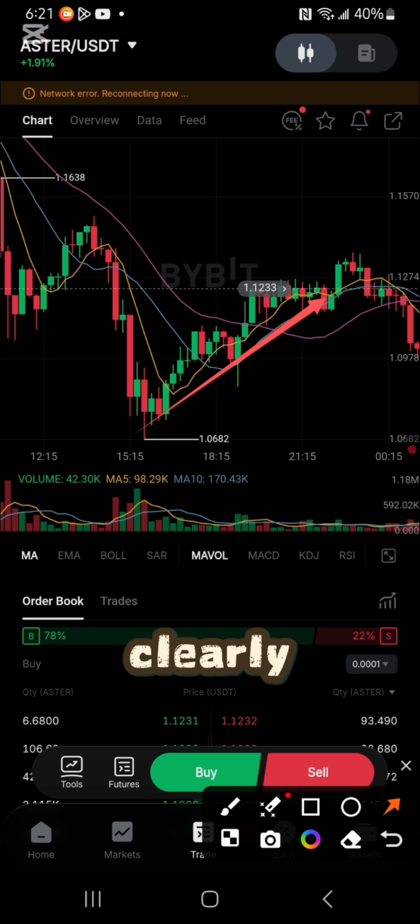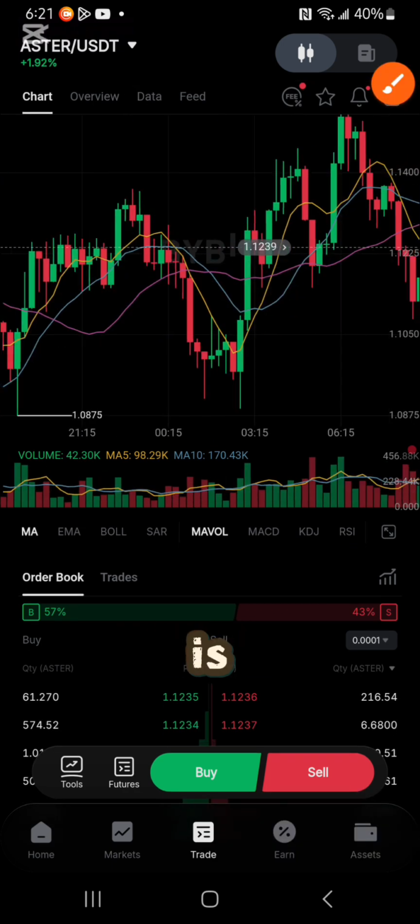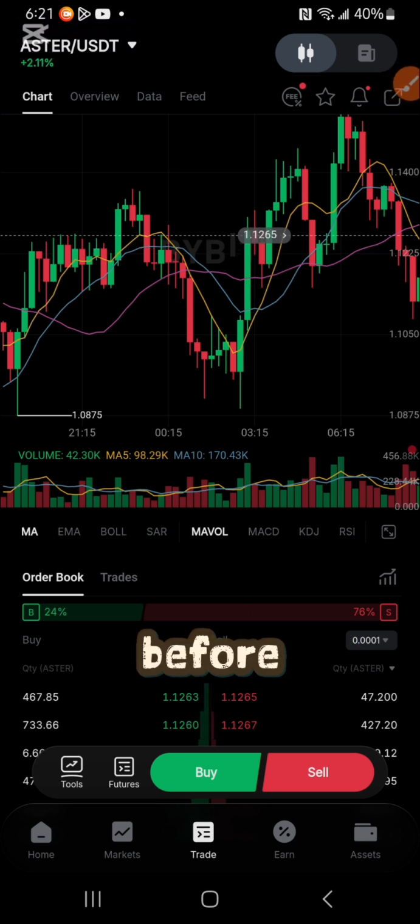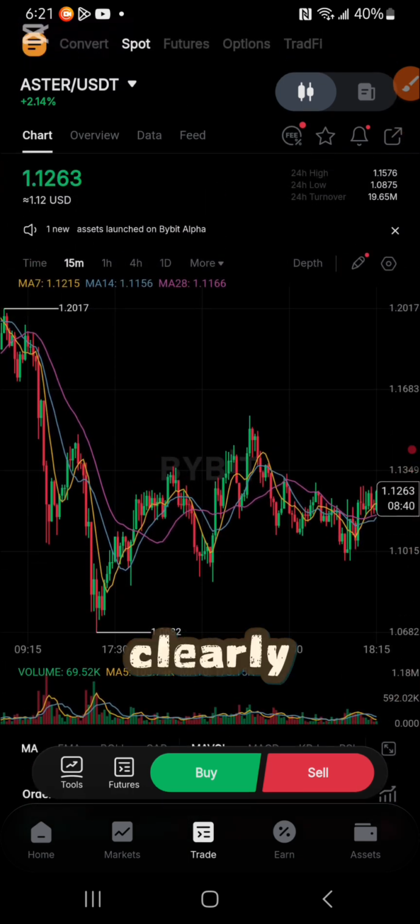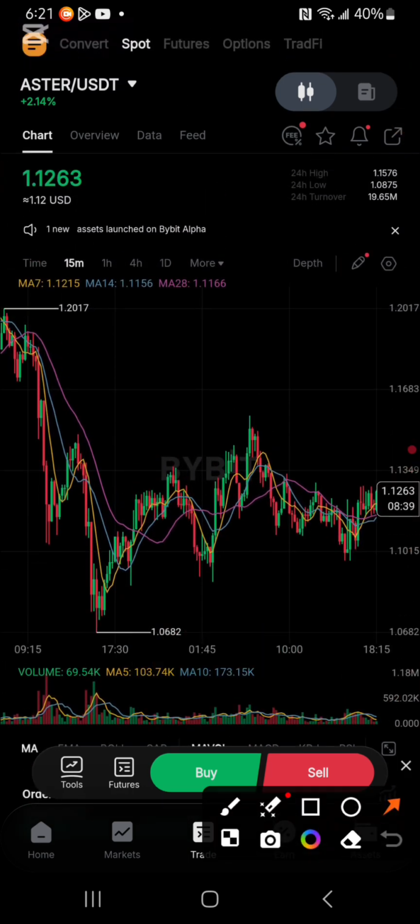So we can clearly see that this coin is in an uptrend, which is one of the confirmations that you probably watch out for before taking a buy. So we can clearly see on the 15-minute chart that this coin is in an uptrend. So now we will go ahead to buy this coin, because it has given us a clue that buyers are probably in control. That's what you should be watching out for.